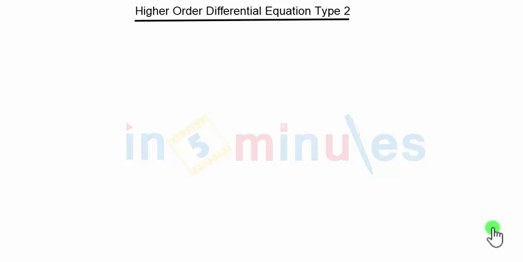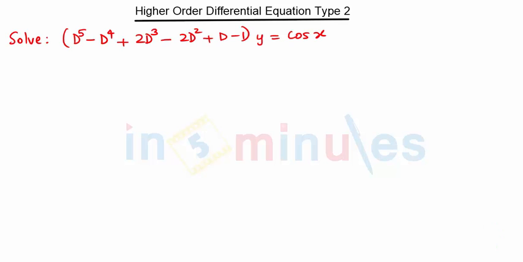In this video we are going to see the next problem on higher order differential equation type 2. So this is our question and this equation is of the form f of D into y equal to X, where X is cos x and f of D is this term.